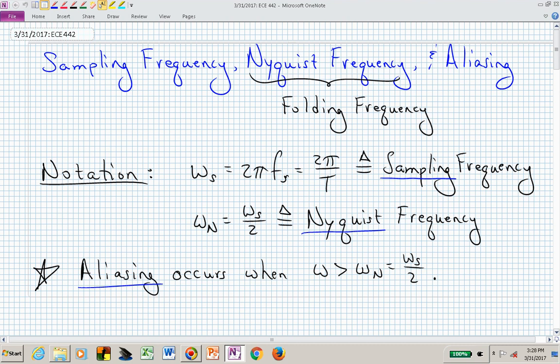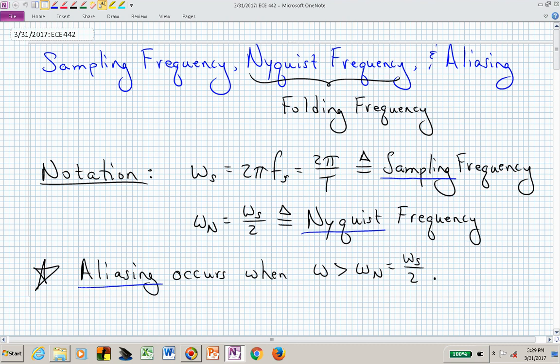And what you want to end up with by the end of the presentation here is that aliasing can occur if we have an analog signal or a continuous time waveform that has a frequency omega that exceeds the Nyquist frequency, or it's larger than omega sub s over 2.